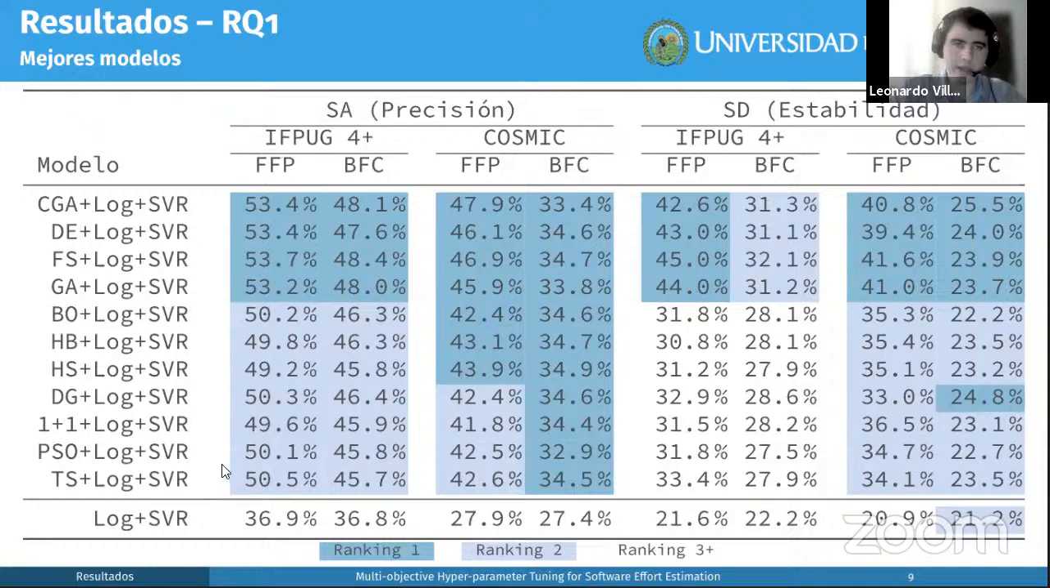Como podemos ver, el efecto del ajuste en su máximo sería, en términos de precisión, entre 15 y 20% de mejora. Y en estabilidad nos da entre 10 y 20% también de mejora. Hay 4 modelos particulares, los primeros 4, que obtuvieron el primer ranking en precisión en todos los conjuntos de datos que estudiamos, que serían otra vez log SVR con algoritmo genético compacto, con evolución diferenciada o DE, con una técnica llamada Flash, FS, y con algoritmo genético normal o GA.